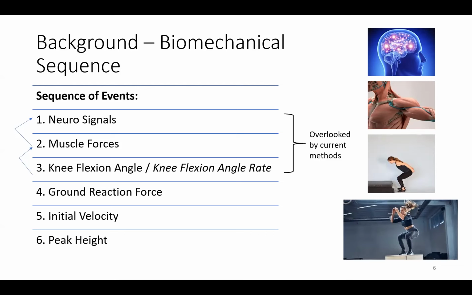But the first 3 are not only what allows the vertical jump to take place, but what can be closely explained between individual to individual or athlete to athlete. And we found that these first 3 segments are currently overlooked by methods like the vertec or chalk on the wall.